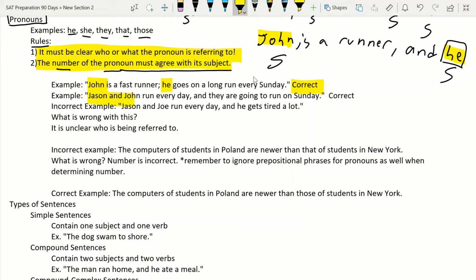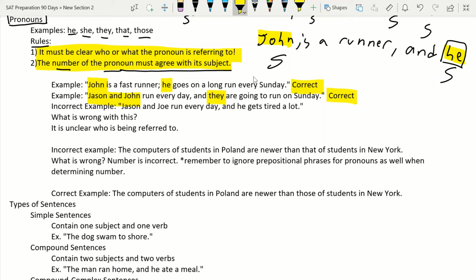Next, we have "Jason and John," so we have two people, "run every day," so we have a plural subject. And then we have "and they," so they is our pronoun. They is plural. Jason and John is plural. We know that they is referring to Jason and John. There are no other groups of people in that sentence. So we know that we are obeying both our rules, that it has to be clear who we're referring to, and that it must agree with its subject in number. So we know that that sentence is also correct.